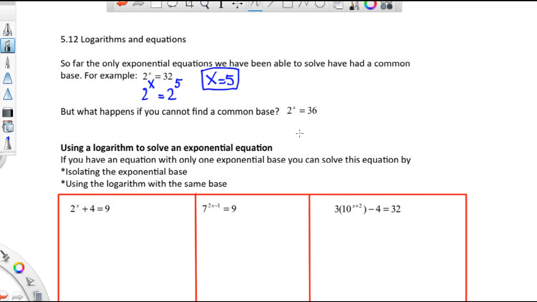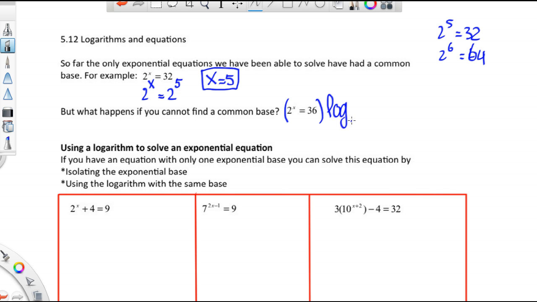Well, what happens if you can't find that common base? So 2 to the x is 36. Well, if 2 to the 5th is 32, then 2 to the 6th must be 64. And so there's no way to write this as a base 2. Well, that's one of the reasons people came up with logs.